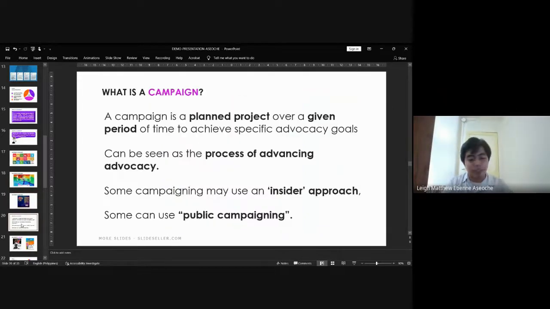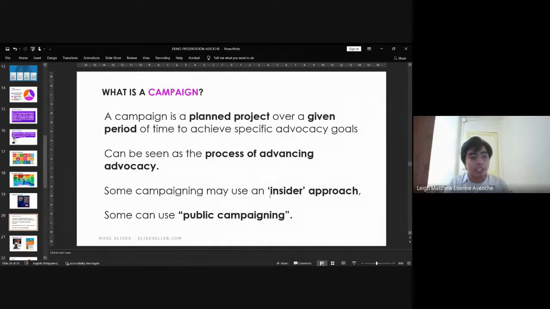Last but never the least is a campaign. Now, a campaign is a planned project over a given period of time. So you need a long time. You cannot just achieve it within a day. A campaign is in a given period of time to achieve specific advocacy goals. So a campaign is simply upgrading your advocacy. You are putting it one step further.